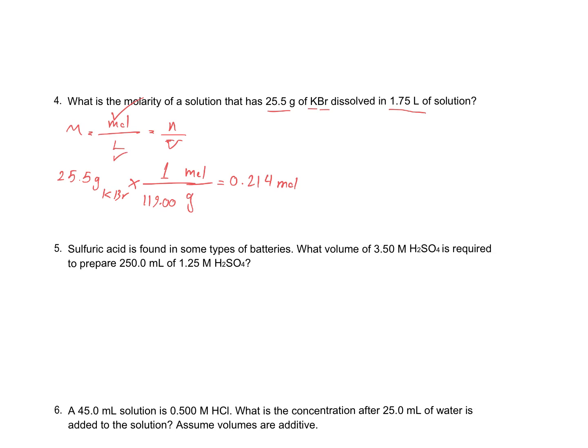Okay, now we have moles, so we have that. We need the liters. Do we have that? Yes, the solution is already in liters. Okay, so we have both of them, therefore the molarity is the moles of the solute, which is 0.214 mole, over the liter of the solution, which is 1.75 liter, and that makes the molarity 0.122 molar or mole per liter.